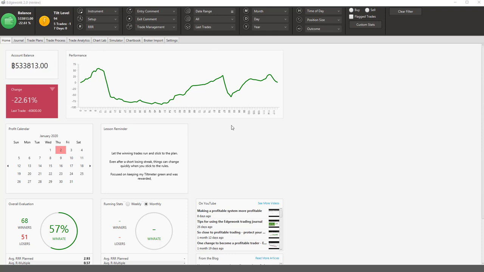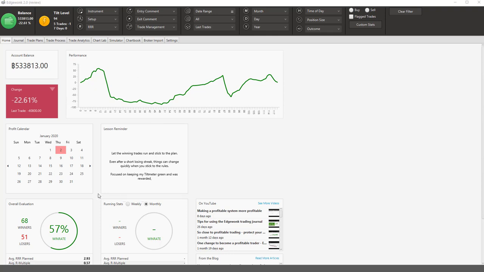So let's take a look here at the home screen, and this is going to be a very interesting review. I already had a look. When we look at the performance graph, you can see that more or less this trader is around break even. However, there are periods where he is losing quite a bit of money, and we will try to find out how we can improve his trading, and can we improve his trading.